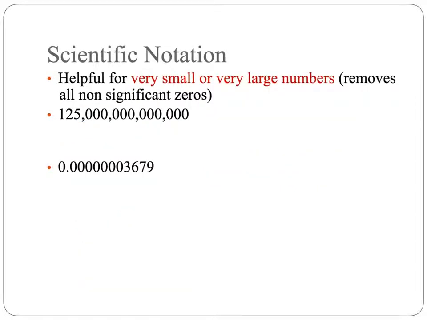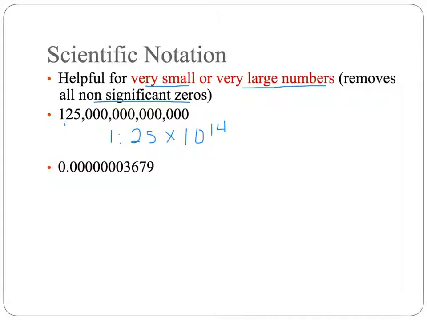I hope you already know from your math class that scientific notation is what we use for very small or very large numbers. And it's helpful in our chemistry calculations because it will remove all non-significant zeros and make those significant numbers a little bit easier to remember. So here we have this huge number of 125 trillion. Well, in scientific notation, we've got 1.25 times 10. So how many places are we moving that decimal point? We're moving it 14 spaces to the right. So it's going to be a positive number, 10 to the 14th power.